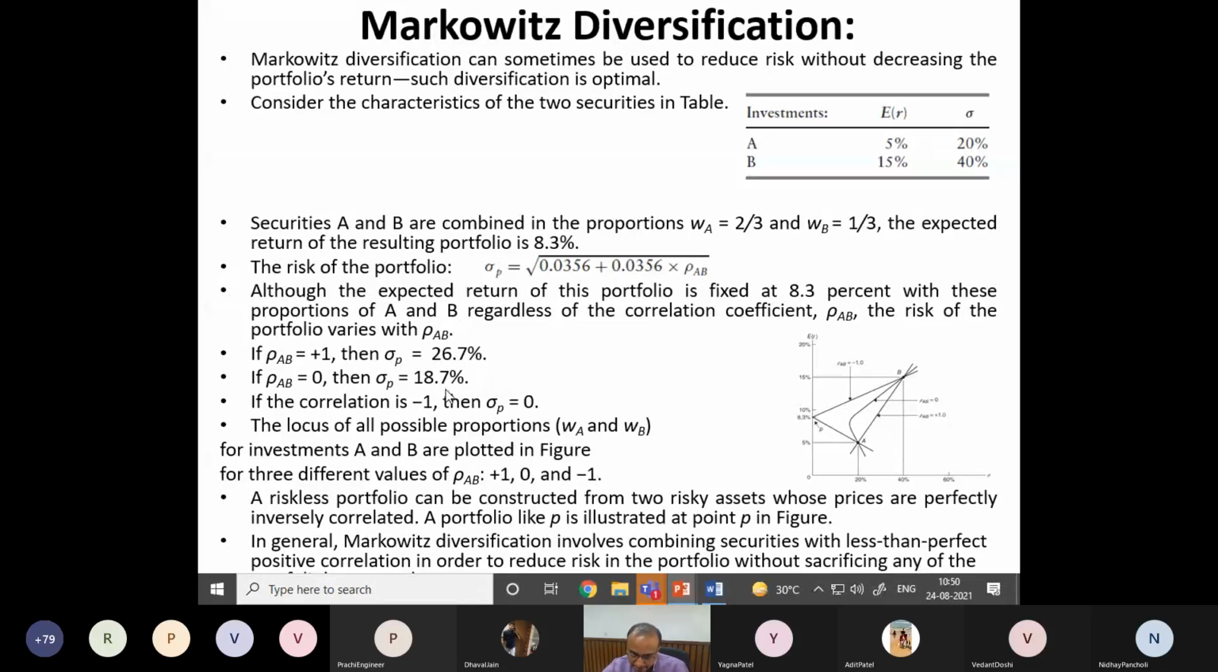But if it is less than perfect positive correlation, then we can achieve a high reduction in the risk without sacrificing anything on the return side. That is very important. For the same return, we are reducing the risk, right? And that is what optimization is all about, right?